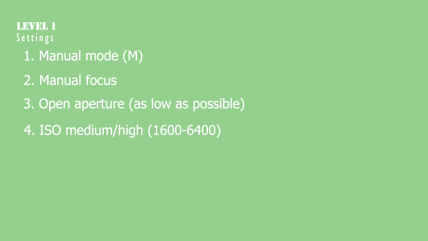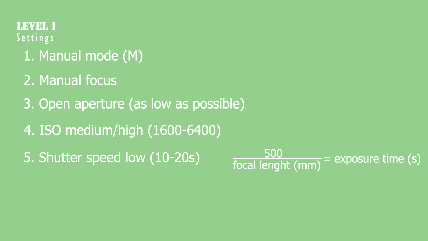For shutter speed, we will use between 10 and 20 seconds, depending on your lens. Too long, and the stars will start to trail. A good rule is the 500 rule. What you need to do is divide 500 by your focal length to get the max shutter time. For example, with a 24mm, I do around 20 seconds exposures.